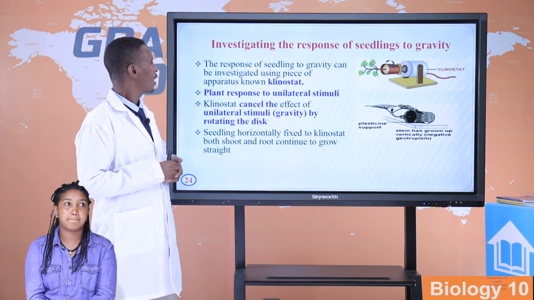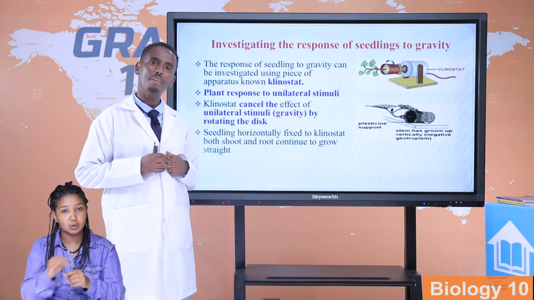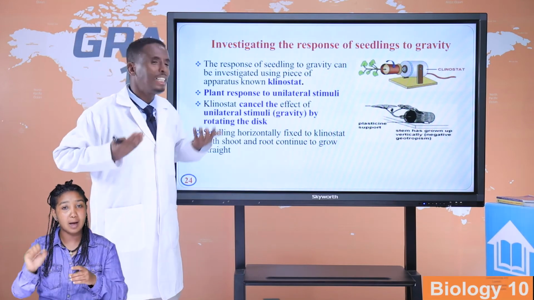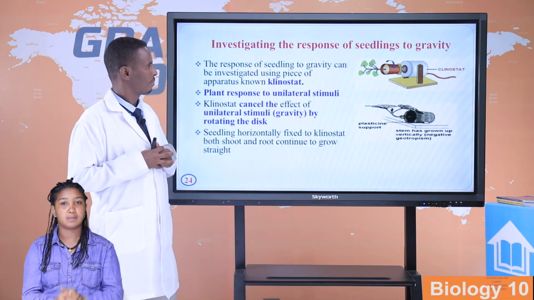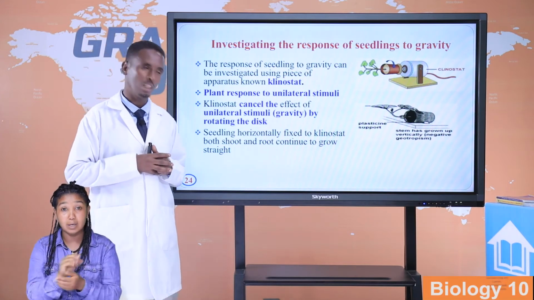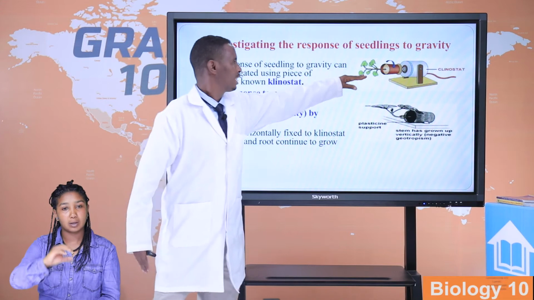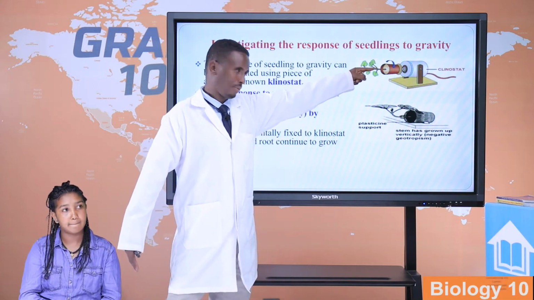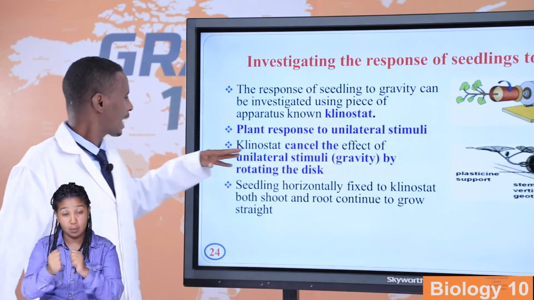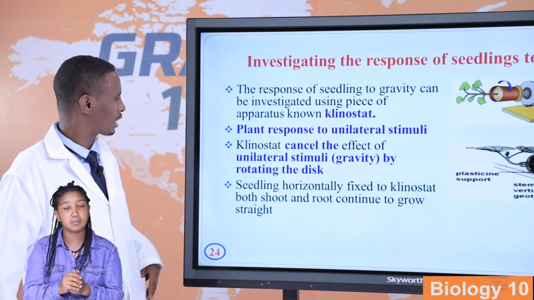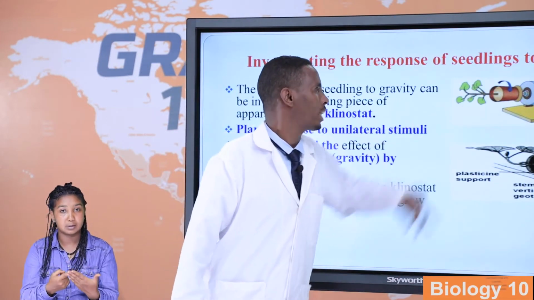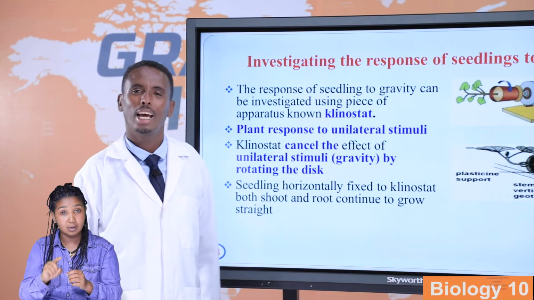Very interesting. Investigating the response of seedlings to gravity. How does the plant respond to gravity? The response of seedlings to gravity can be investigated using a piece of apparatus known as a clinostat. As you see here, the plant is fixed in the clinostat. Plants respond to unilateral stimuli, we already know. The clinostat cancels the effect of the unilateral stimulus, gravity, by rotating the disk. When this disk rotates, it cancels unilateral stimuli. It cancels the gravity.